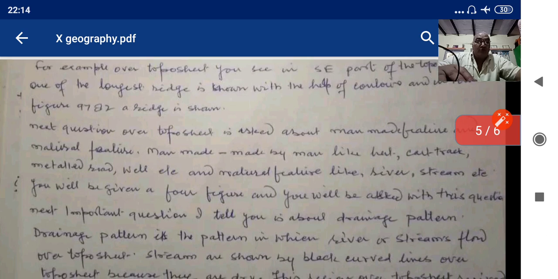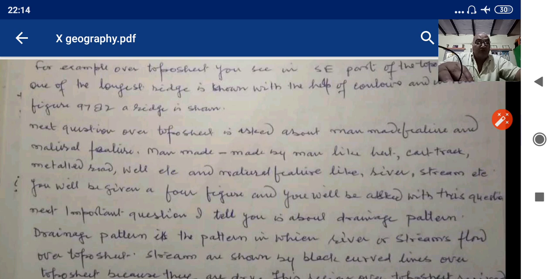Next question over topo sheet is asked about man-made features and natural features. Man-made features are made by man, like hut, cart track, metal road, well. These are made by man. And natural features like river, stream, etc. You will be given a 4 figure and you will be asked to mention 2 natural features or 2 man-made features in so and so 4 figure.